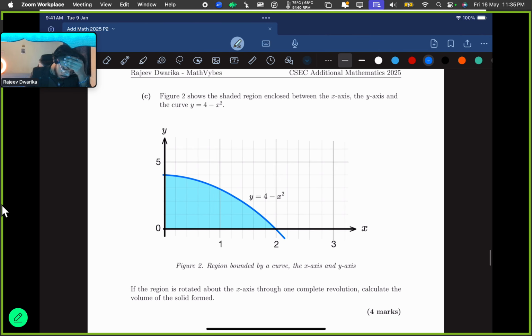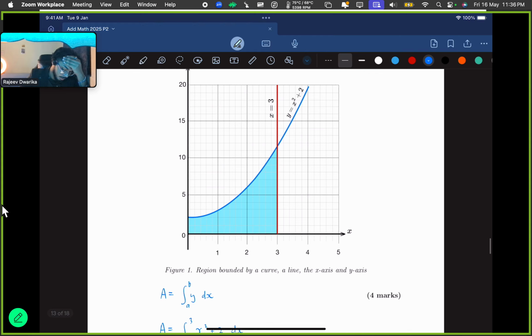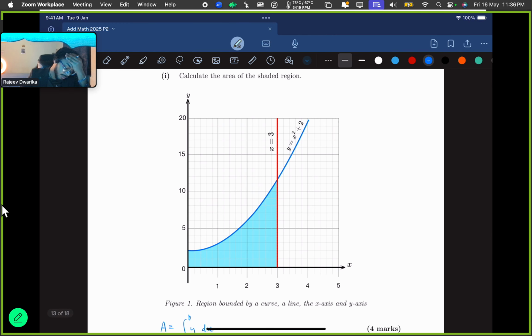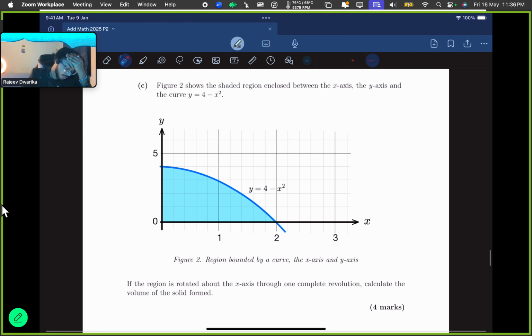Okay, let's move on to this question. Figure 2 shows a shaded region enclosed between the x-axis, the y-axis, and the curve y is equal to 4 minus x squared. So wait. Okay, they really help us out in this question. They make it so obvious, you know what I mean? I'm not seeing it.